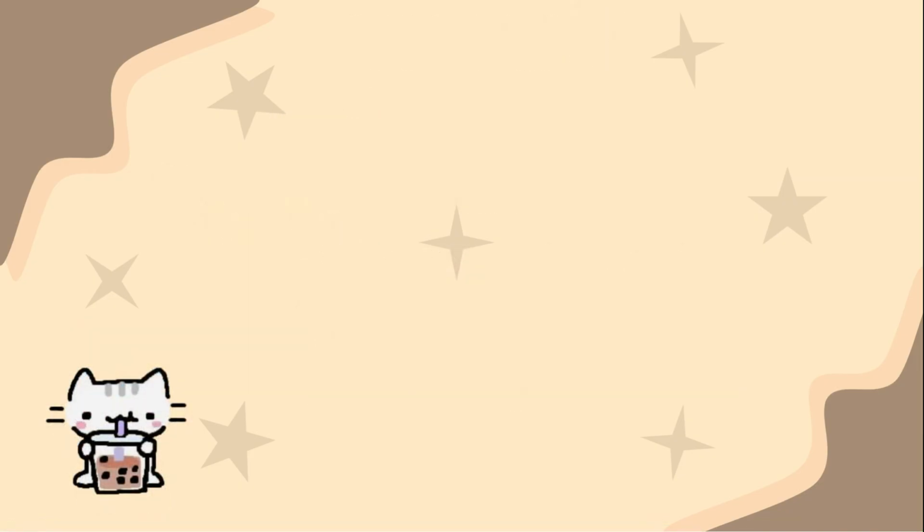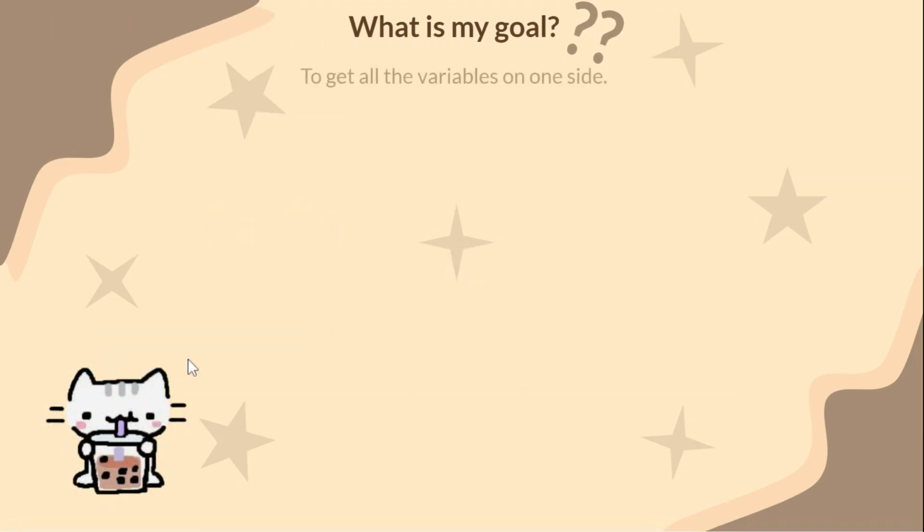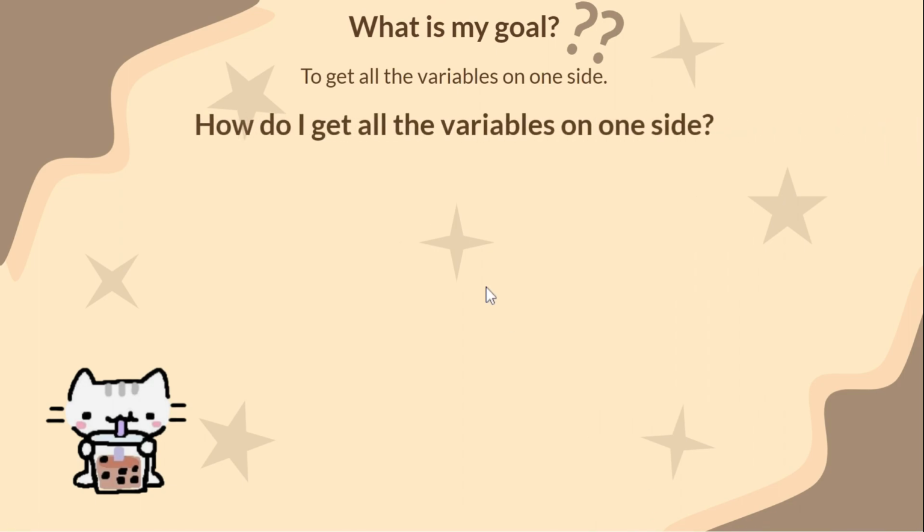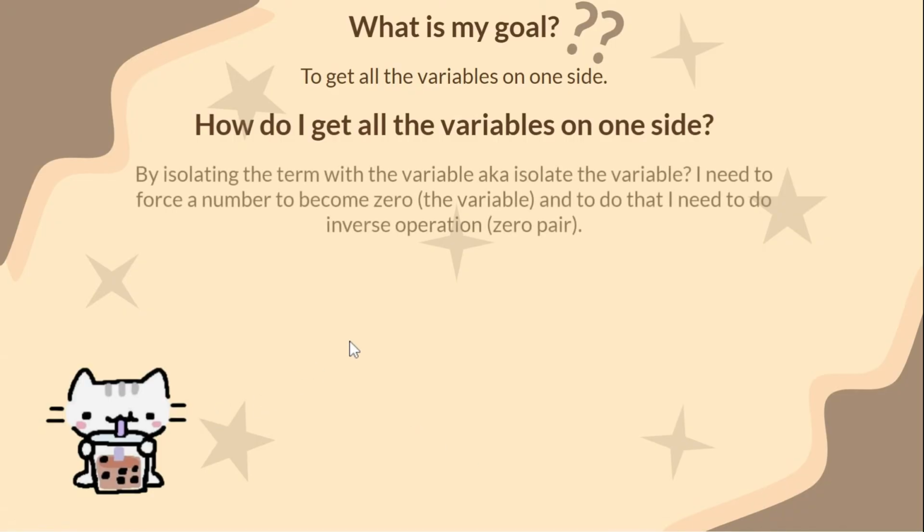So what do we do next? What is our new goal? Our new goal is to get all the variables on one side, because if there are two variables, that's not really going to work out. Our main goal is to get the equation to become something like 4 equals x. So we want to get all the variables onto one side. Now, how do I do that? By isolating the term, or isolating the variable. It's the same thing. I gotta say both, or I'm gonna get beat up.